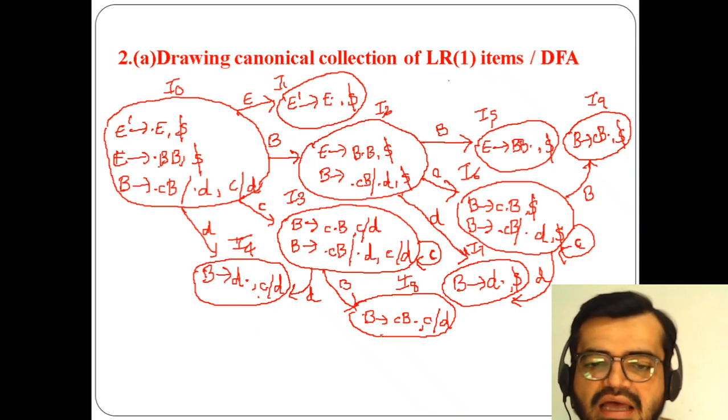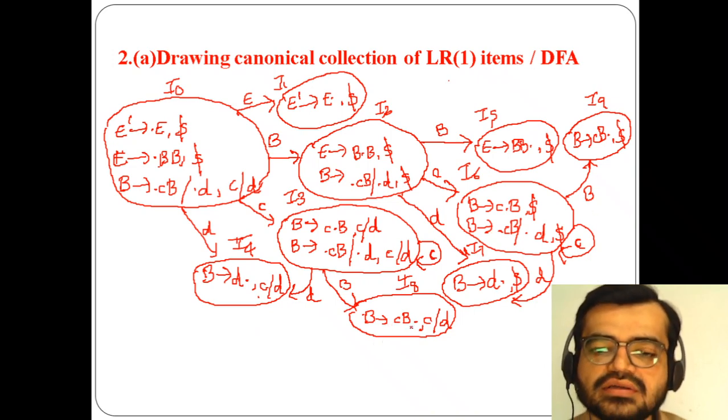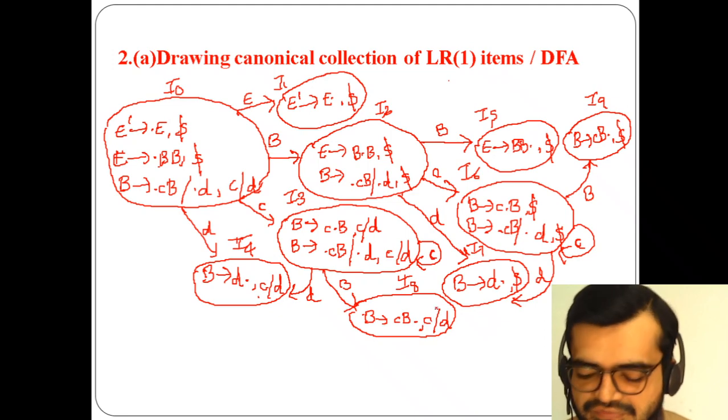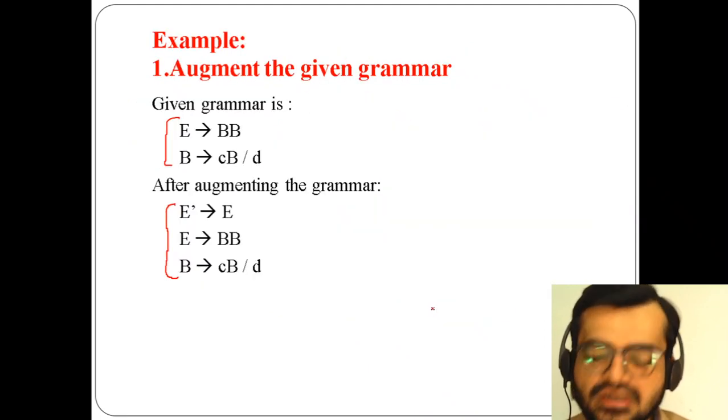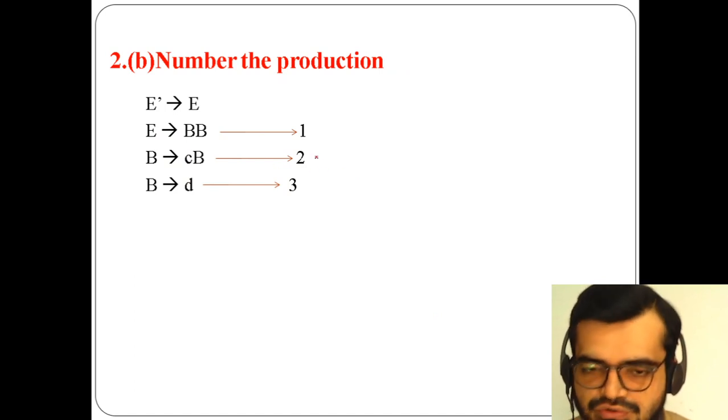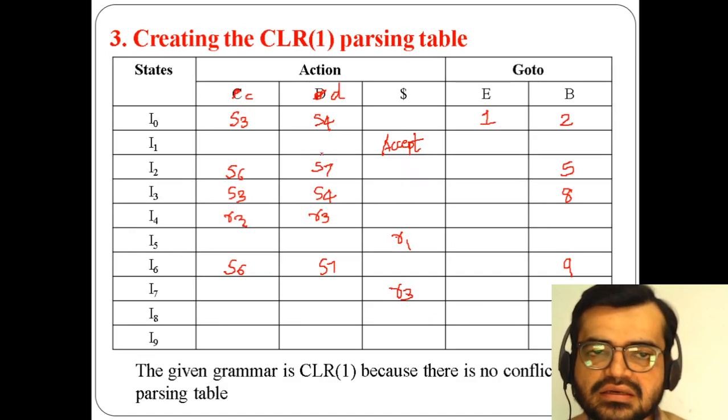I8, if you go with I8, what happens? B of CB dot, it is also a final item. So what are the look ahead symbols? CRD. Okay, and B of CB dot means which number production? Production number 2, that means R2. So R2 should be taken in CRD.